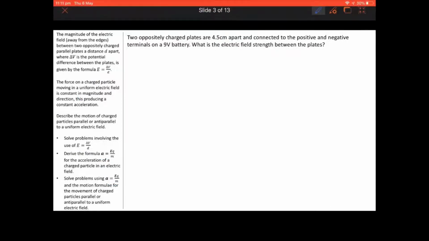So a quick example: we've got two oppositely charged plates that are 4.5 centimeters apart, and they're connected to the positive and negative terminals of a 9-volt battery. What is the electric field strength between the plates? As a visual, we've got maybe a positive plate here, a negative plate here, 4.5 centimeters apart, and connected to the positive and the negative on a 9-volt battery.